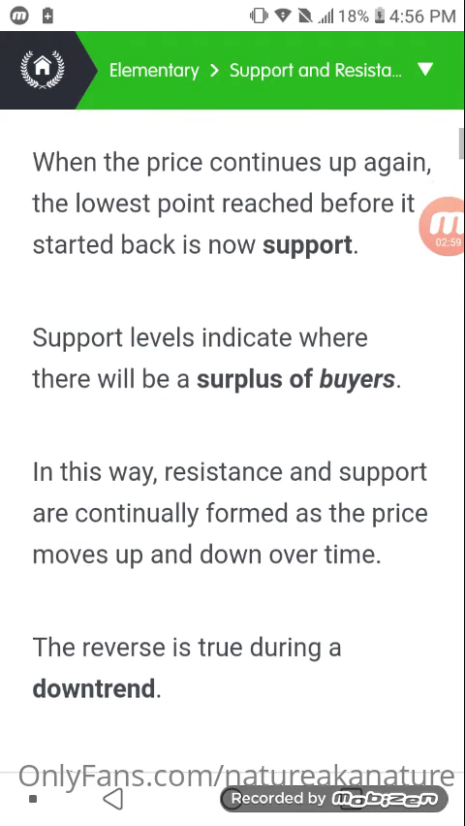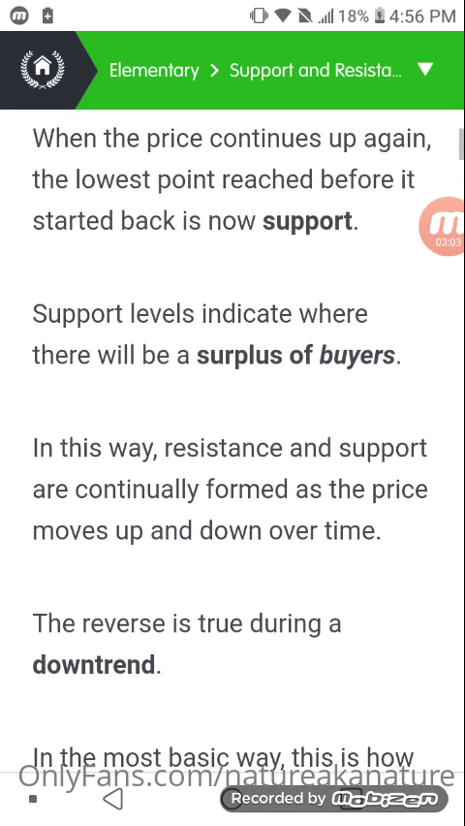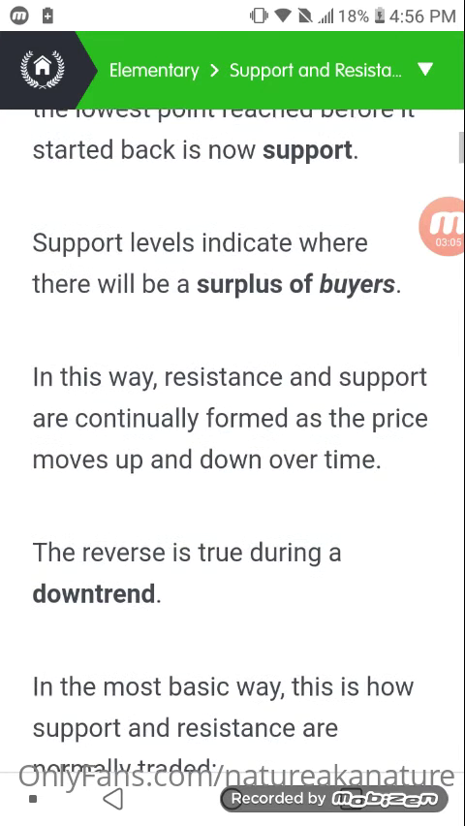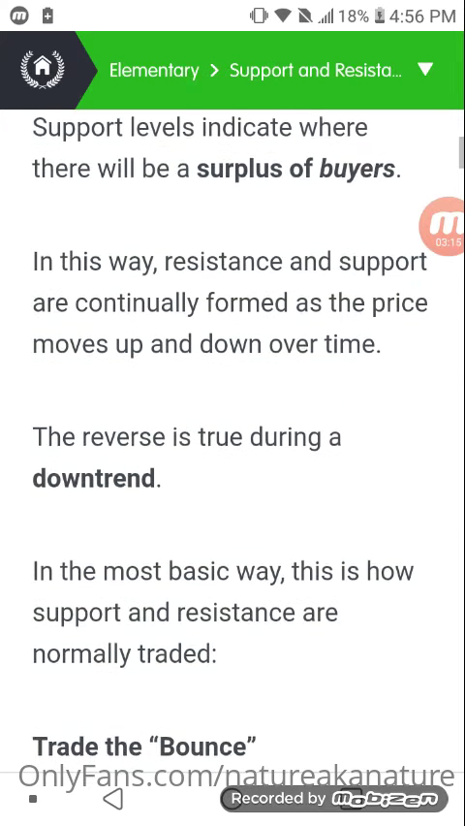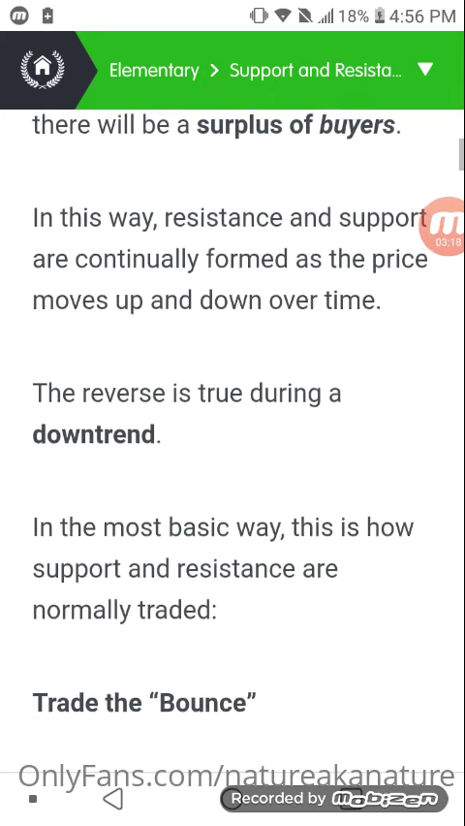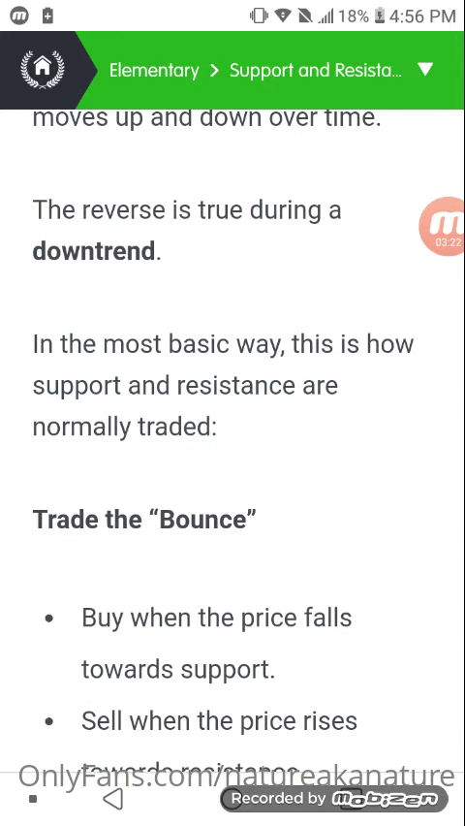In this way, resistance and support continually form as the price moves up and down over time. The reverse is during a downtrend. It's the same way. In the most basic ways, this is how support and resistance are normally traded.